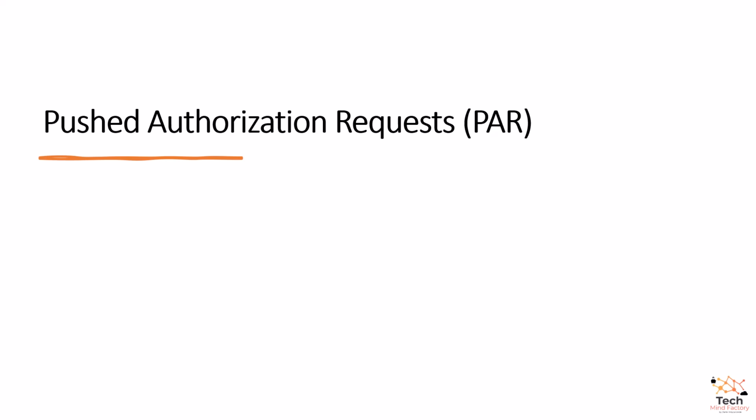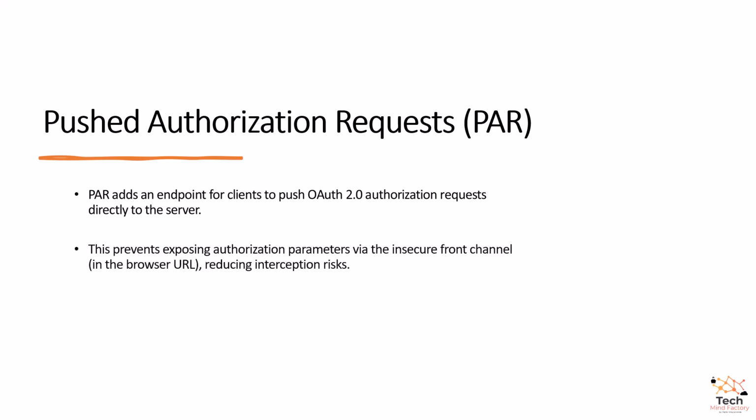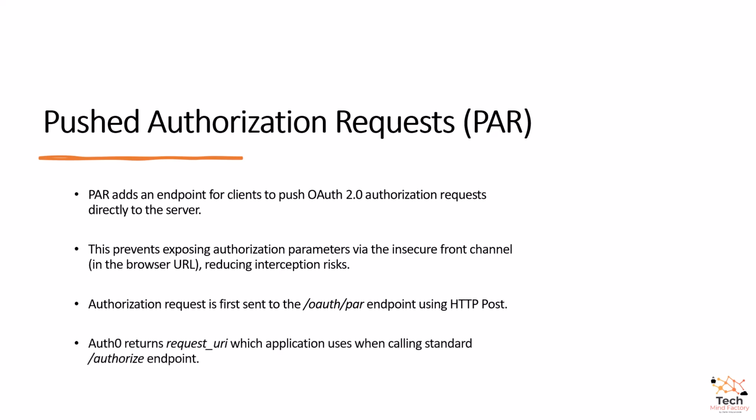Another great feature that is supported by Auth0 Highly Regulated Identity is Pushed Authorization Requests, or PAR. So PAR adds an endpoint for clients to push Auth0 authorization requests directly to the server. This prevents exposing authorization parameters via the insecure front channel in the browser URL, reducing interception risks. So the authorization request is first sent to the OAuth PAR endpoint using HTTP POST. And then Auth0 returns a request URI, which the application uses when calling the standard authorize endpoint.